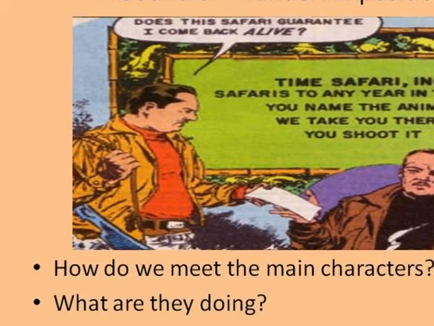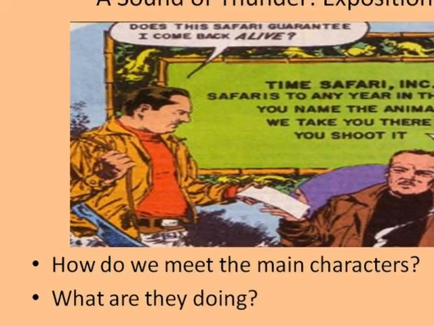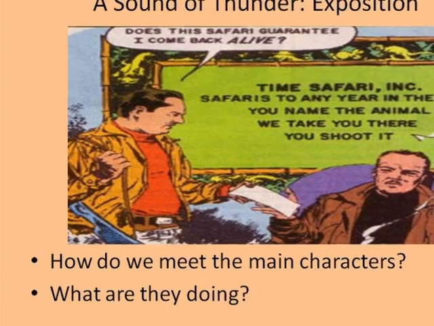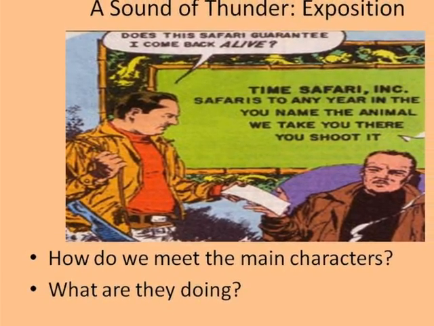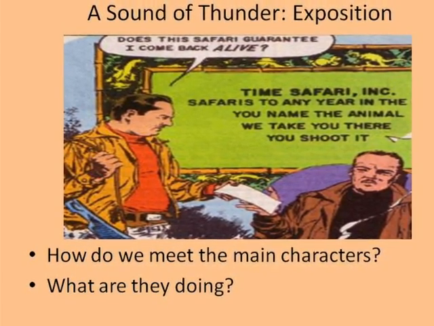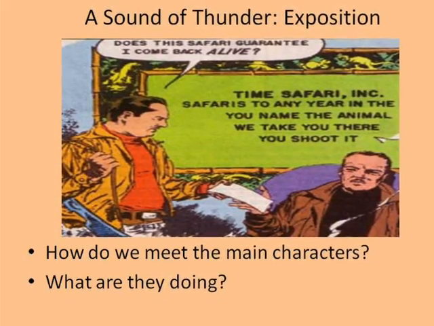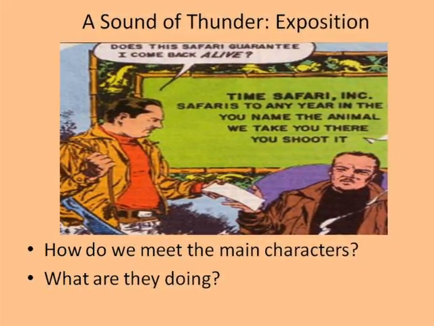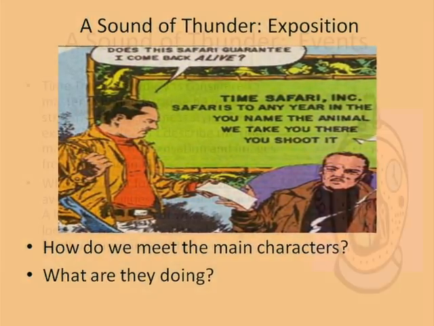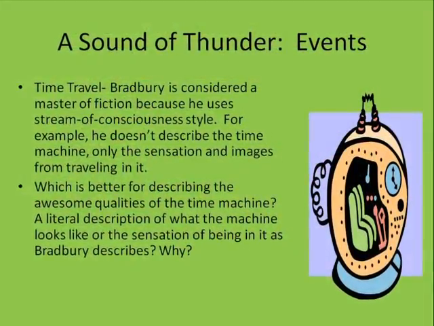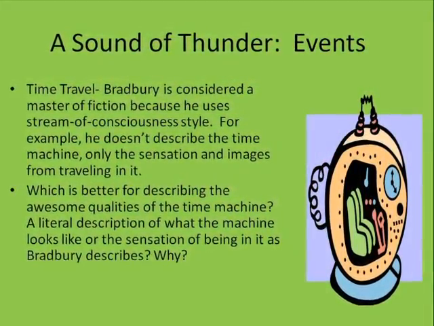After we have reviewed the 5 elements of the plot, we will now go through the story, Sound of Thunder, and decide how each part relates to our specific story. The first is exposition. The second is to list the events of the story.